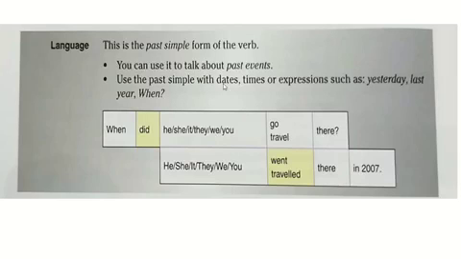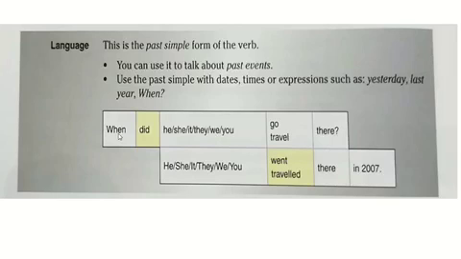You can use it to talk about past events, as I told you before. Use the past simple with dates, times, or expressions such as yesterday, last year, last month, last week, when. For example, you say, when did the match start? This is a question. Okay, now look at this table. We want to make a question and answer it from this table. Example, when did he go there? I say, he went there in 2007. When I ask with did go, now when I answer here, I should use went, not go.